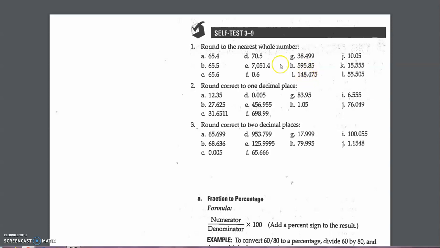So for example, these instructions say round to the nearest whole number. I need to round right here. I'm going to look next door, see that's a 4, and leave it at 148. Correct to one decimal place down here, I'm going to pick B, 27.62. If I need to round correctly to here, I'm going to look next door and see that that is a 2. So my answer is 27.6.